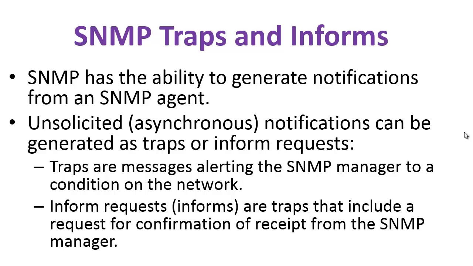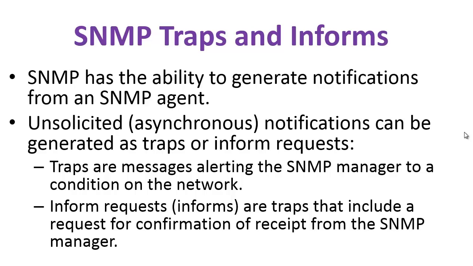Traps are messages alerting the SNMP manager to a condition on the network, and inform requests are traps that include a request for confirmation of receipt from the SNMP manager. Now, notifications can indicate improper user authentication or restarts, the closing of a connection or loss of connection to a neighbor router, or other significant events.